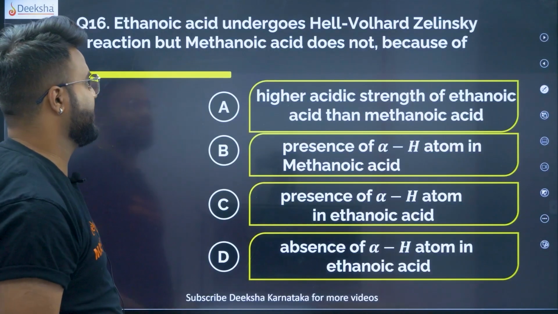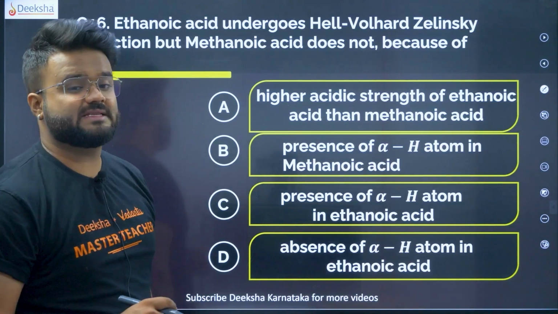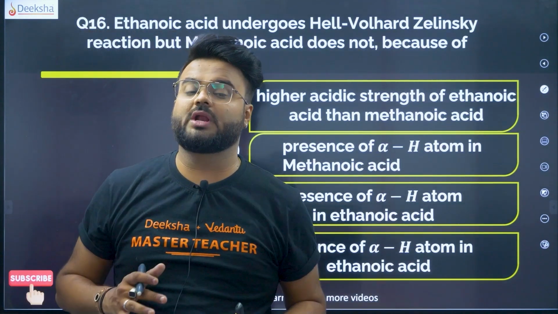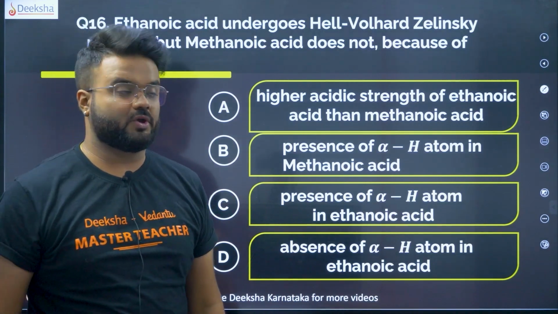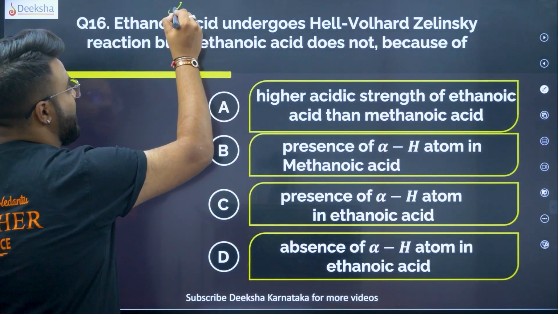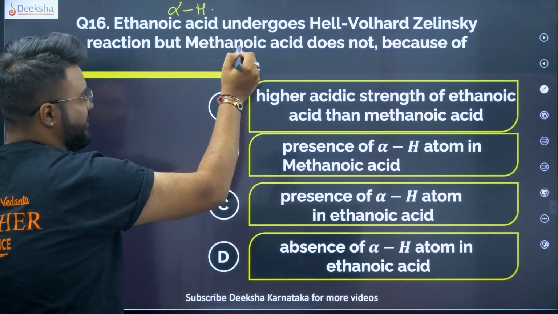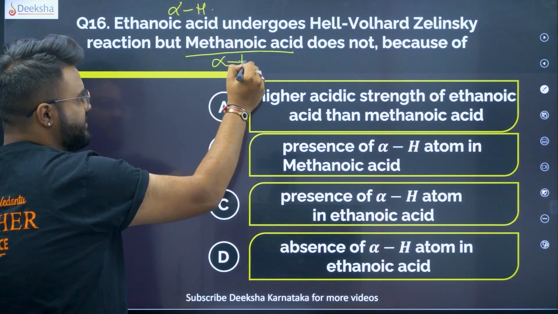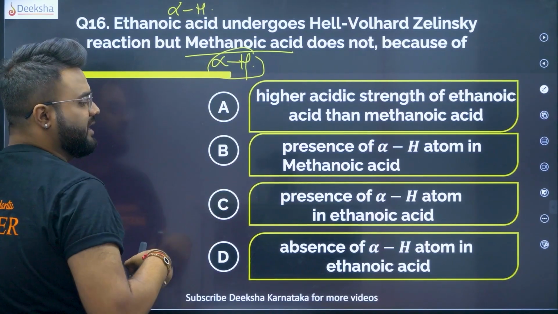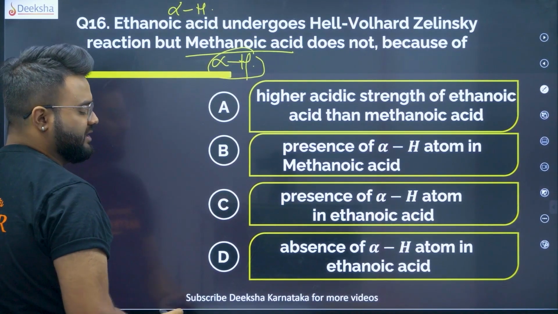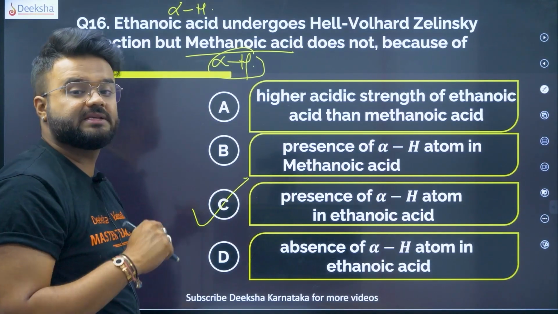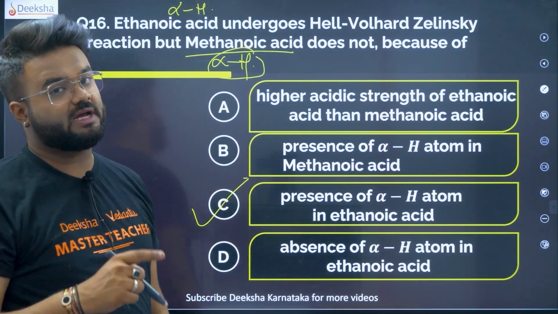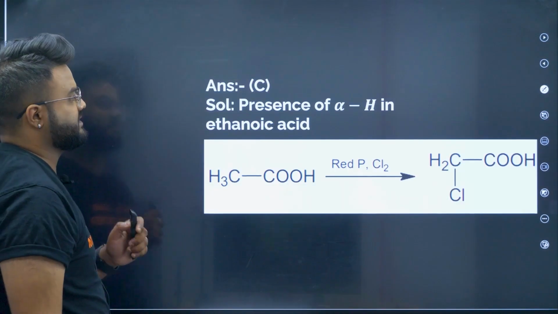That is methyl isonitrile. Ethanoic acid undergoes the Hell-Volhard-Zelinsky reaction, but methanoic acid does not, because ethanoic acid contains an alpha hydrogen atom, whereas methanoic acid has an absence of alpha hydrogen atom. Therefore, your correct answer will be option C, that is the presence of an alpha hydrogen atom in ethanoic acid.